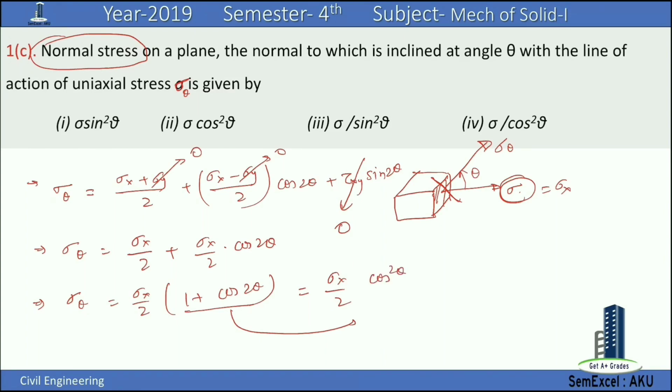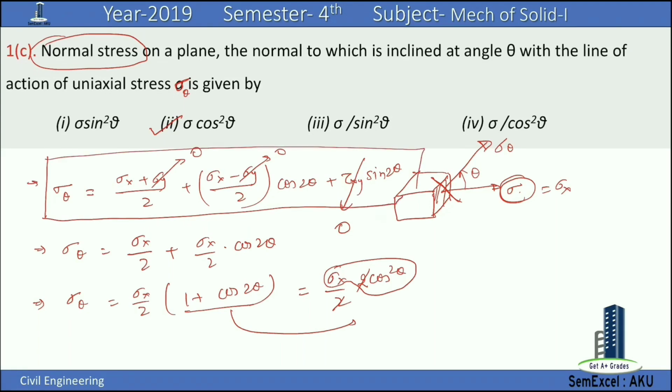cos square theta, 2 cos square theta. This 2 and 2 will get cancelled out and we will be left only with sigma x cos square theta. So option 2 will be the correct option, sigma x cos square theta. The concept here is you should remember this formula and use it whenever it is required. Let's move to the next question.